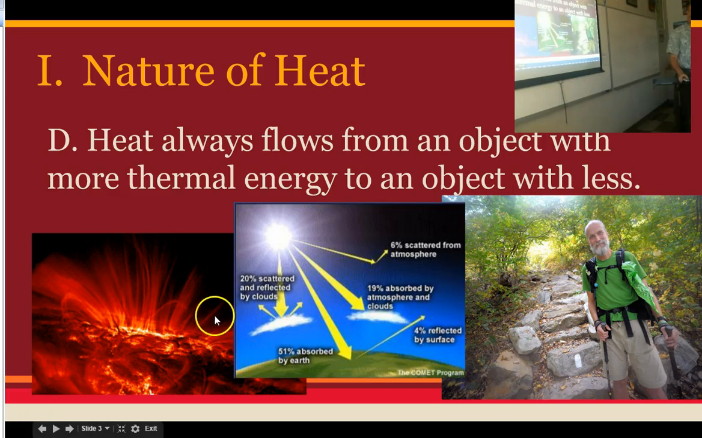The sun is a source of huge amounts of thermal energy, and it travels through space and strikes our atmosphere. Some of it's reflected by the atmosphere, some of it's reflected by clouds, some of it is absorbed by clouds, some of it goes all the way to the Earth and is absorbed by the Earth. And when these things absorb thermal energy, they're getting warmer. They are being heated by the sun.